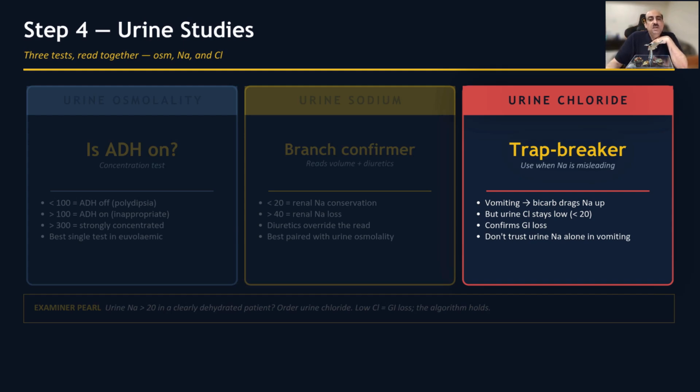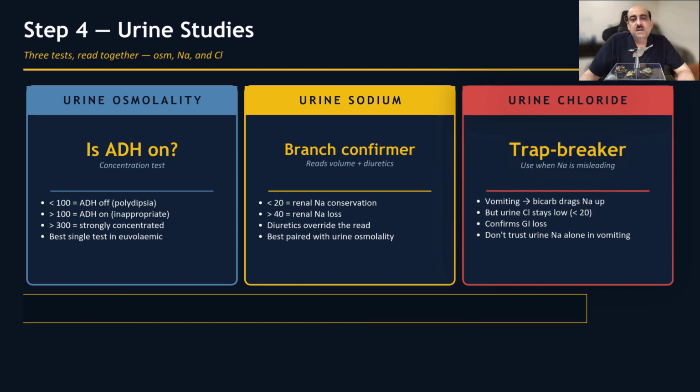So if the urinary chloride stays low, less than 20, that confirms the GI mechanism. So this is the key thing, because you can't rely on sodium in that situation. You have to do the chloride, because now the body is trying to conserve the chloride which has been lost in the gastrointestinal system. Now, this is an examiner pearl.